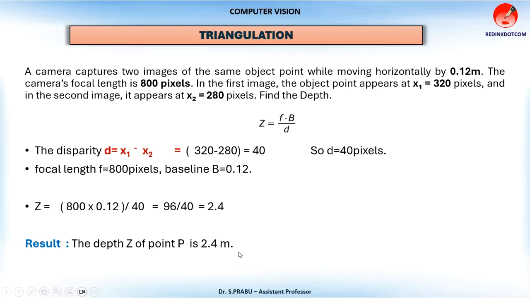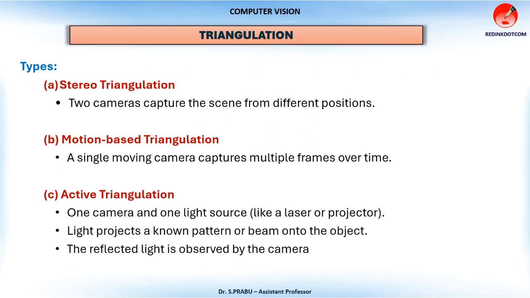is 2.4 meter. You can realize a fact from this equation: if the d value is too small, we can get more depth information. So these are all the different types of triangulation methods.